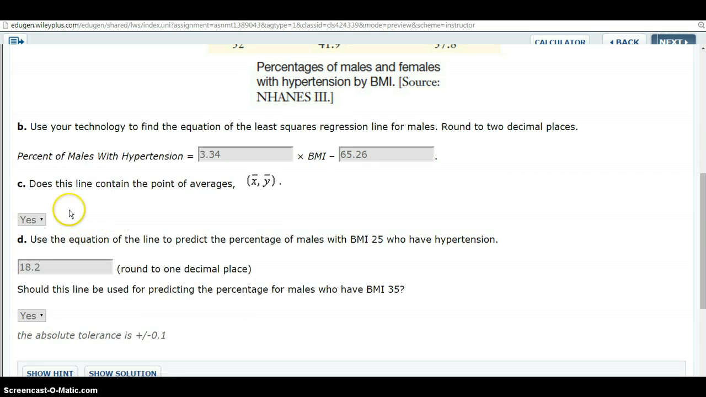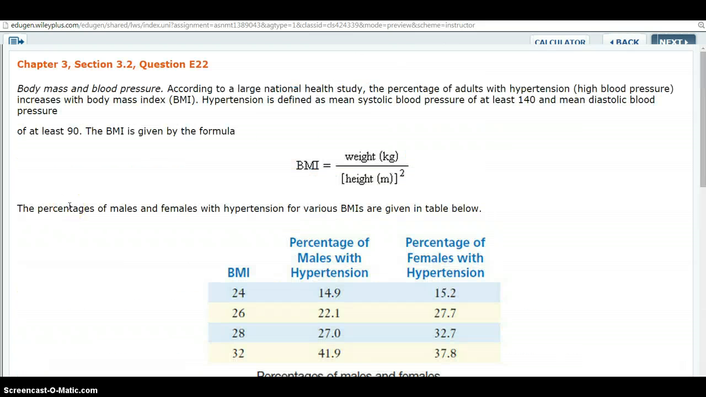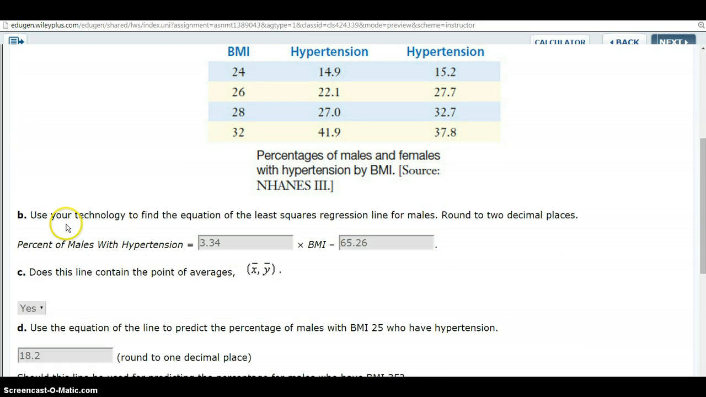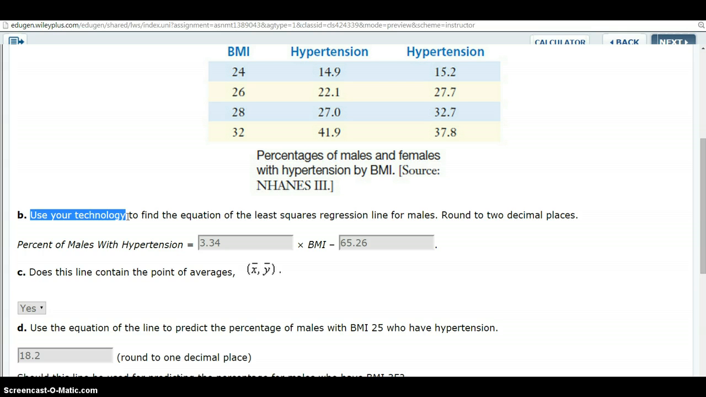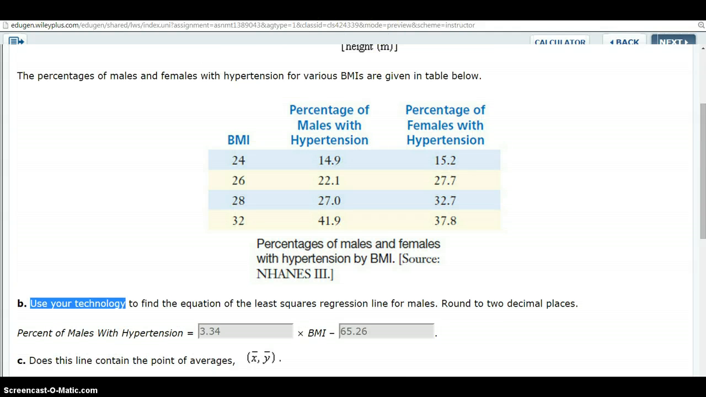But the real reason I chose this is because I want to show some of the technology here. So it says use your technology to find the equation of the least squares regression line for males, rounded to 2 decimal places. So what does this mean, use your technology? It means you can use a graphing calculator, you can use Excel, OpenOffice, whatever you want. I'm going to go through it with Excel, and you may wonder, how do you know how to do this kind of stuff? Well, I'll get to that right at the end.